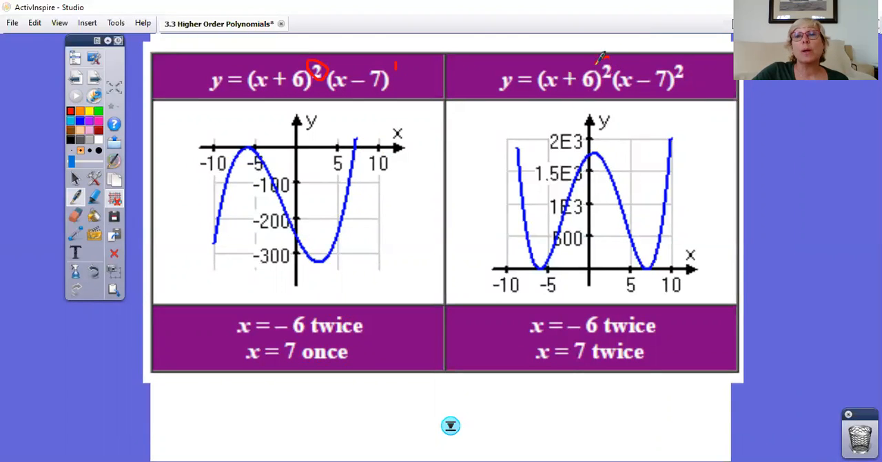On this example, even multiplicity, the graph is going to touch at -6 and touch at +7. And you'll notice that over here, -6 is counted twice and +7 is also counted twice. And Gauss says that a degree 4 polynomial should have 4, 2, or 0. And in this case, it actually has 4. -6, -6, +7, and +7.